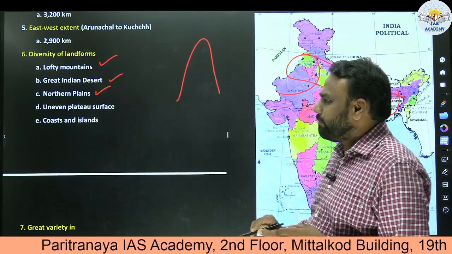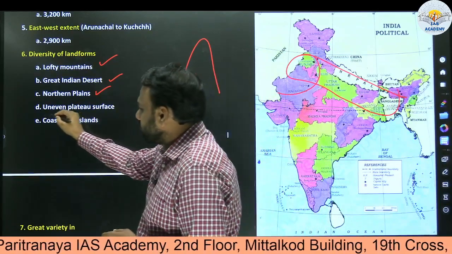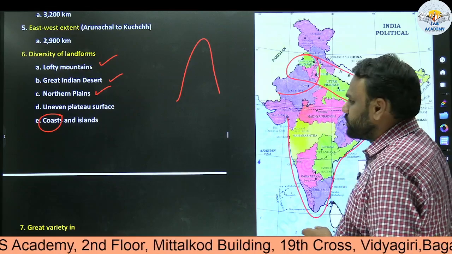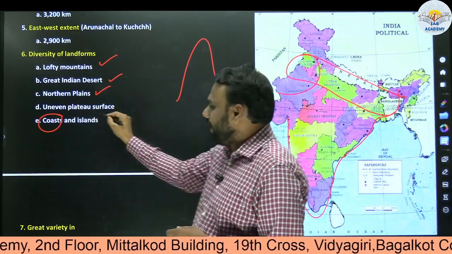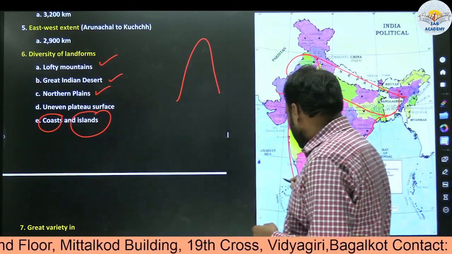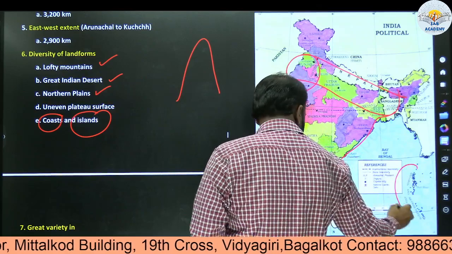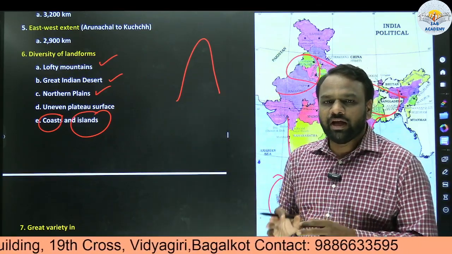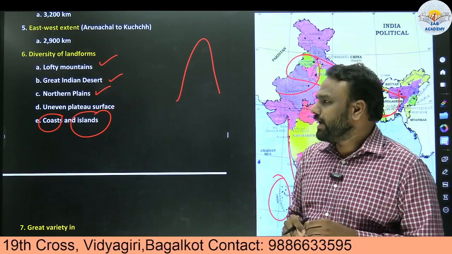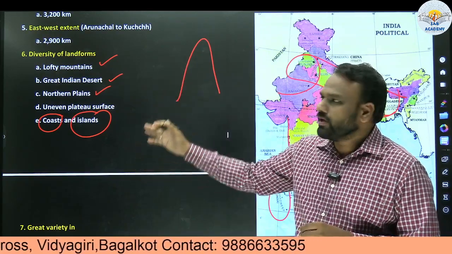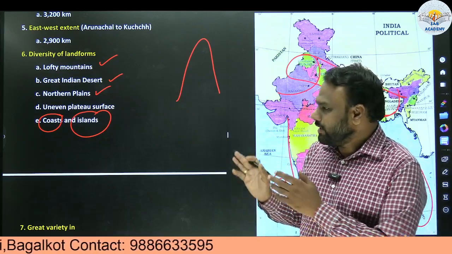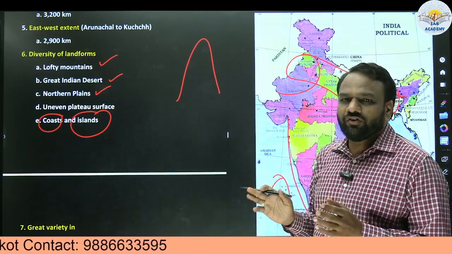Next, we have uneven plateau surface, and we also have coasts. Already we have seen the coastal states. So this is our coast, and we also have islands, the islands of Lakshadweep and Andaman and Nicobar Islands. So when it comes to landforms, India exhibits diversity in these forms: lofty mountains, great Indian desert, northern plains, uneven plateau, coasts, and islands. All these different features we can find in India.